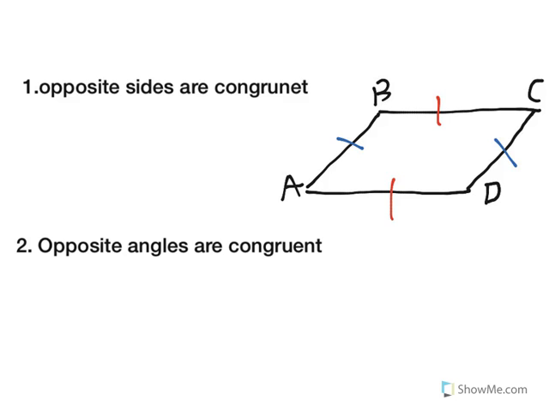DC. And then the second property of parallelograms is opposite angles are congruent, which means that angle A is congruent to angle C, and angle B is congruent to angle D.